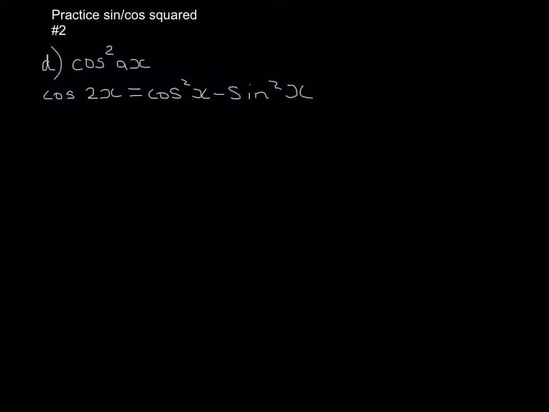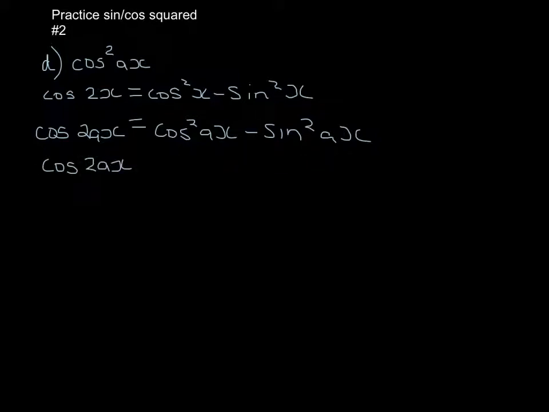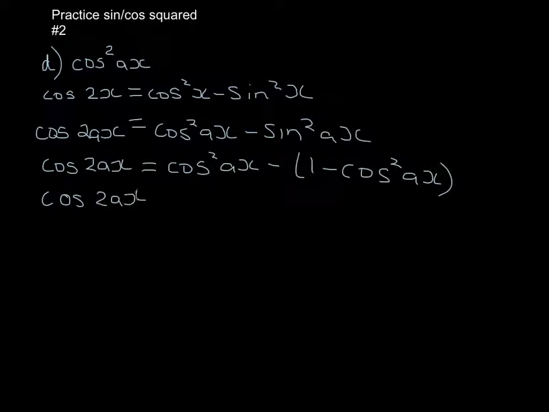So we want cos squared ax. So therefore it's sine squared ax. And on the left hand side it's doubled. So it's cos 2ax. And it's cos, so we need to replace that sine squared. So we keep the cos squared. We replace that by 1 minus cos squared ax. So if we simplify that, it's cos 2ax equals cos squared a.